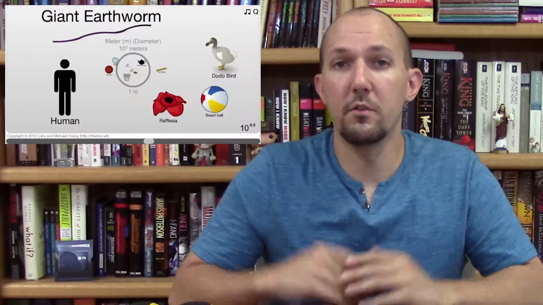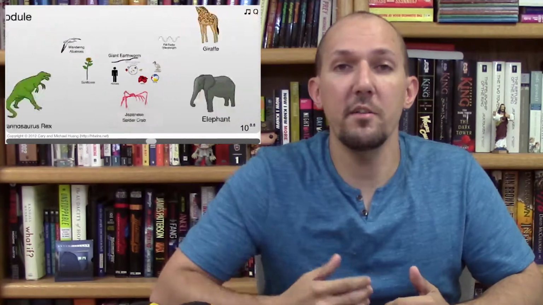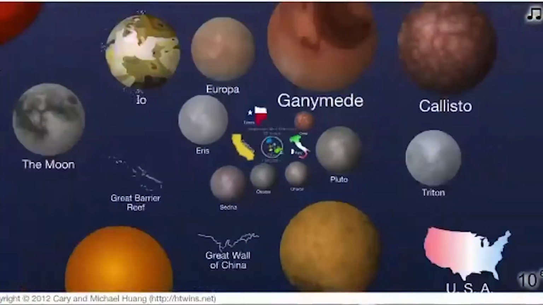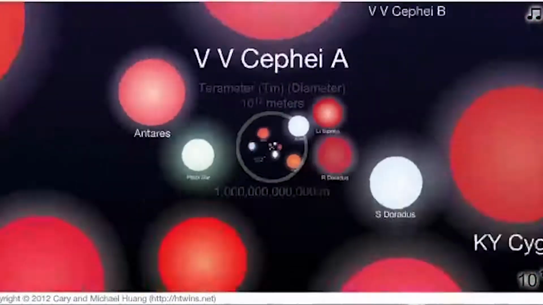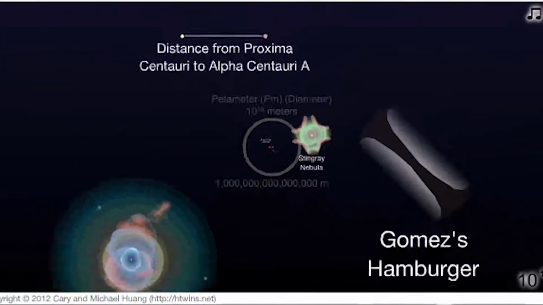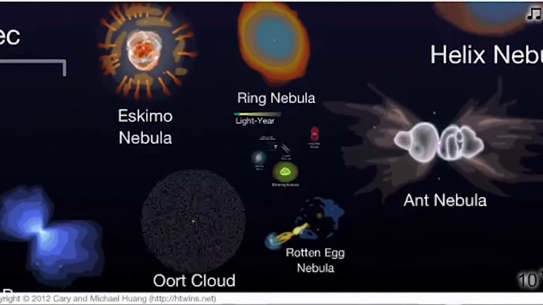orbit the Sun. To really put this in perspective, check out the Scale of the Universe created by Carrie and Michael Huang. It's one of my favorite web pages, and it's so much fun to scroll through and try to understand the relative sizes of different objects.